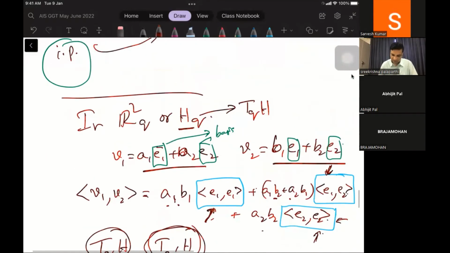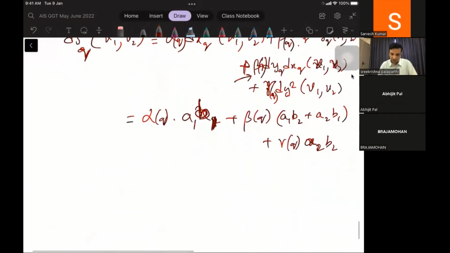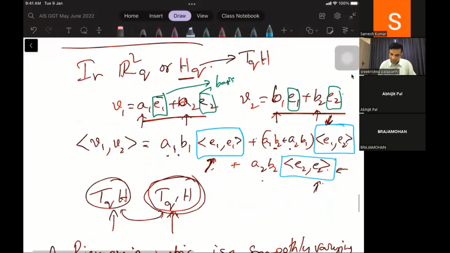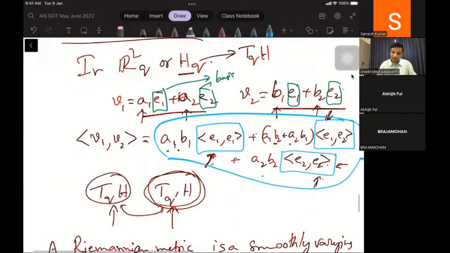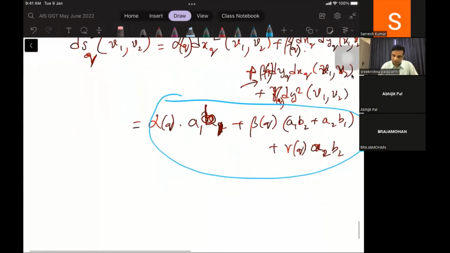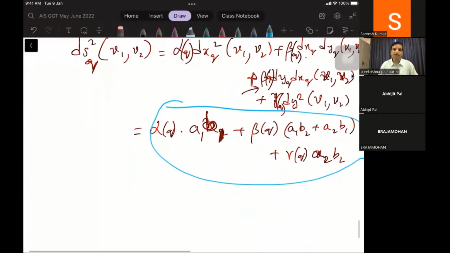So dx will capture this, dy will capture this. dx acting on this will capture this, dy acting on this will capture this. So you get this particular expression, which is the same as this thing, with e1 replaced with alpha of q, etc. So specifying the length element hence recovers the inner product on tangent spaces.